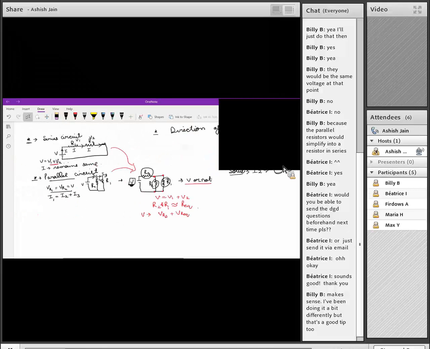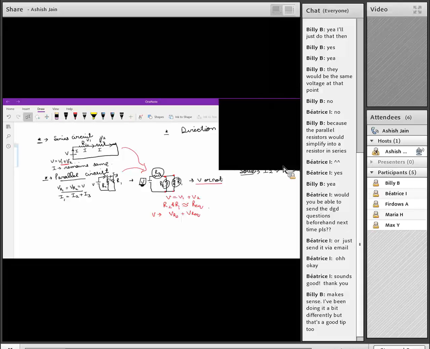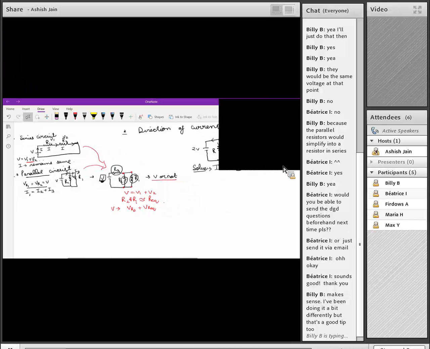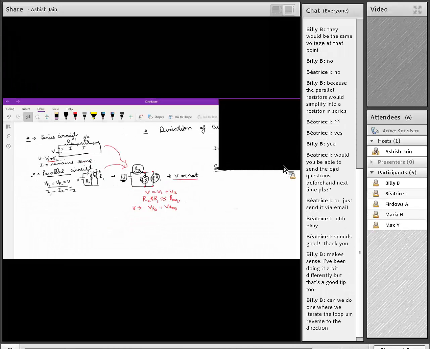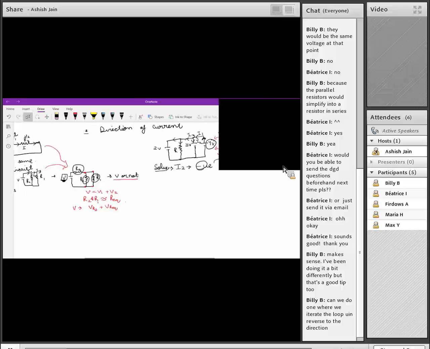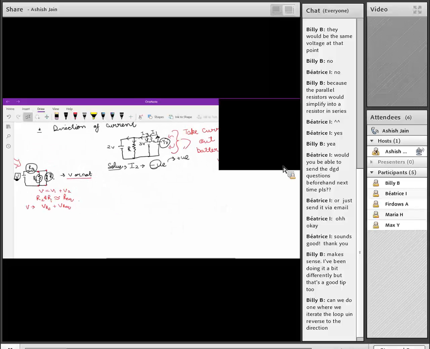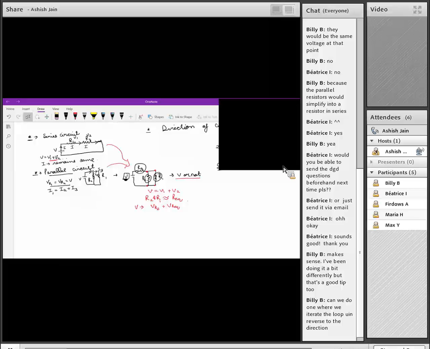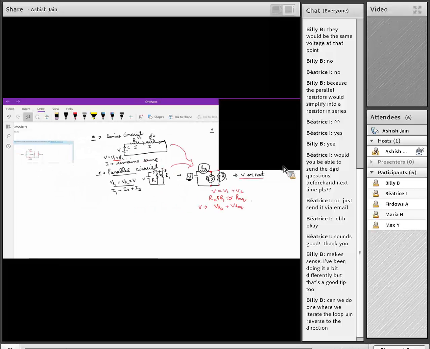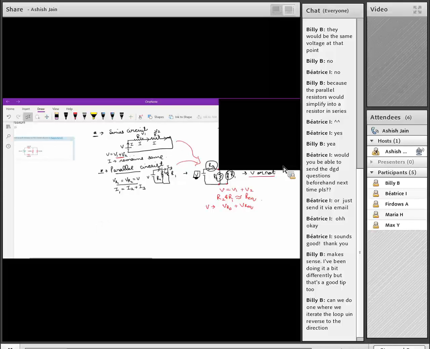So any questions on these three tips? If not, I'll solve every question using these three tips only. Can we do one where we iterate the loop in reverse to the direction? Yeah, you can choose to go clockwise or counterclockwise. When we solve the equation, we'll see that.